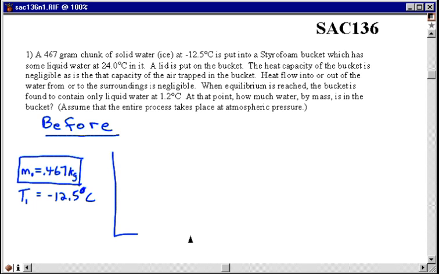And besides that, we got a bucket with some water in it, and M2 is what we're looking for, the mass of the water in the bucket. If we got M2, we add that to M1. In the end, after we put that in there, that'll be the total mass of everything. But they don't give us the mass of the water in the bucket. So we got to find that, add that to M1, and we got the answer.